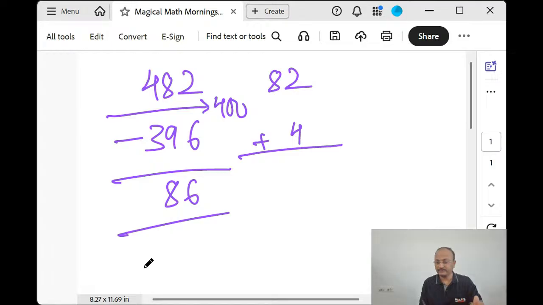Okay? It just requires a little bit of practice. You consider any 100 which is nearer to this, and find out how much the lower number is less than 400 in this case, and the above number how much it is more than 400. So it is 4 less than 400, and this is 82 more than 400, because finding out how much this is more than 400 is very easy, correct? Because zeros are there, directly you can find out.